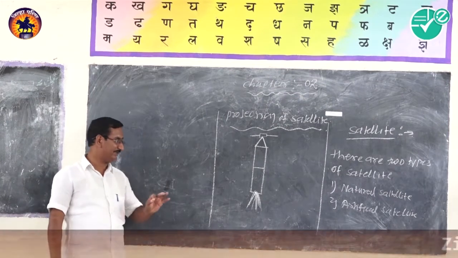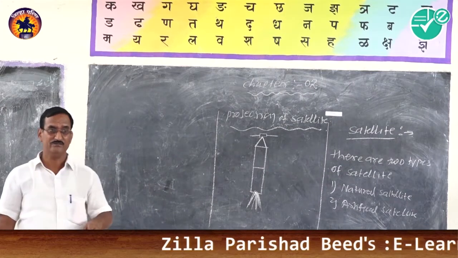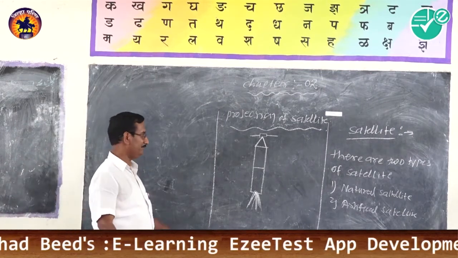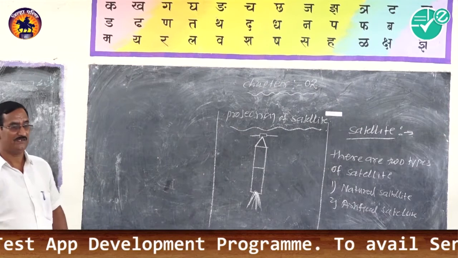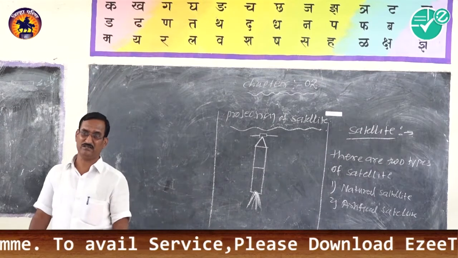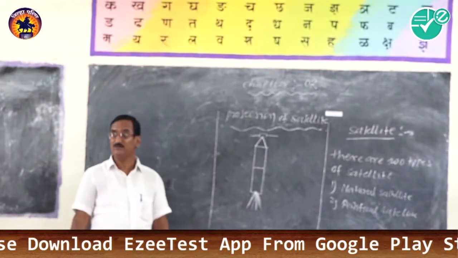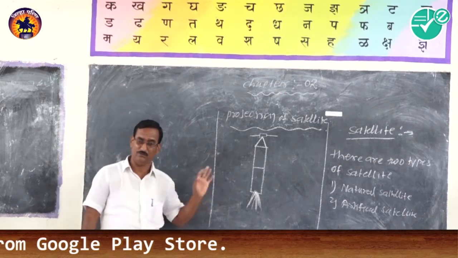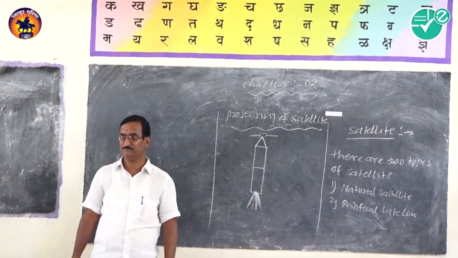The orbit of a satellite around the Earth depends upon the purpose of that satellite. Some satellites are used for communication, some for the study of weather forecasts, and some for television. The orbit of the satellite depends upon its purpose.